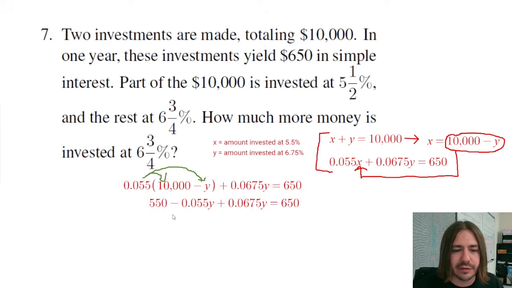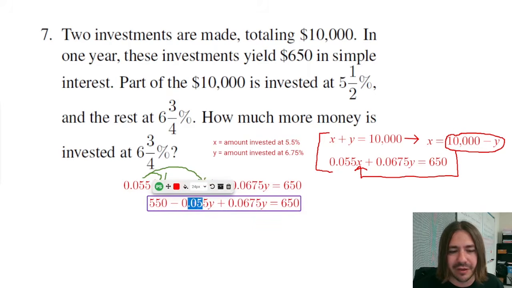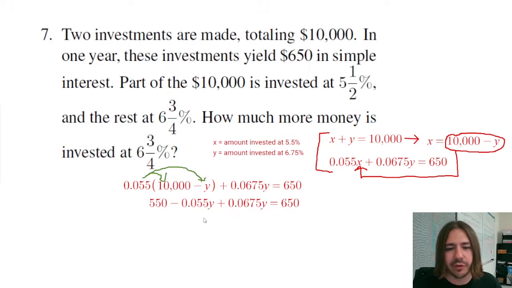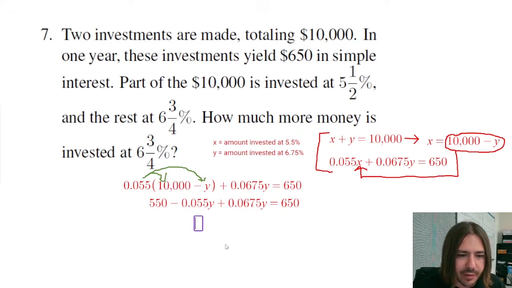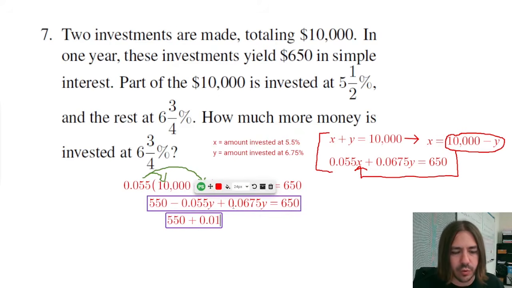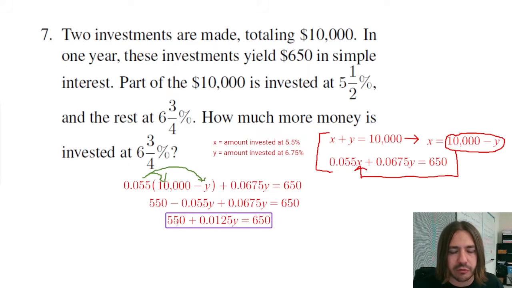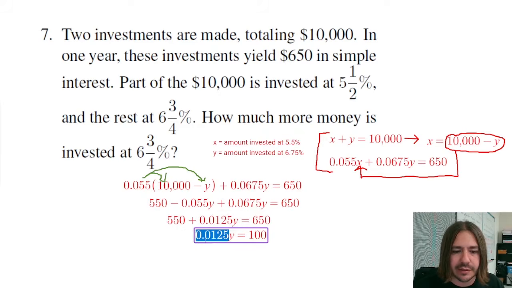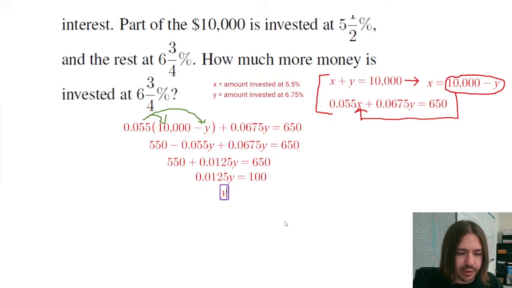Then we need to combine our like terms and just be real careful here. The arithmetic's surprisingly not as bad as I was expecting. But we need to subtract 0.055 from 0.0675. And that should come out to be 0.0125y equals 650. Then we'll subtract 550 from both sides. Here I'm going to divide by 0.0125 on both sides, which is going to give me 8,000.